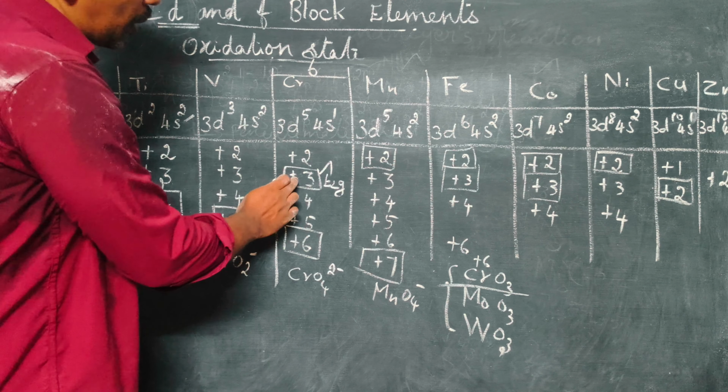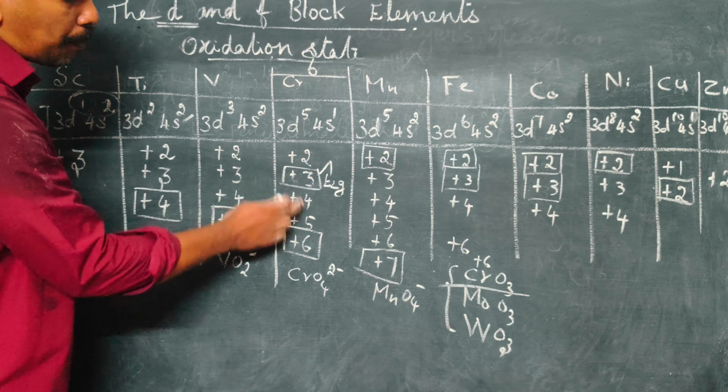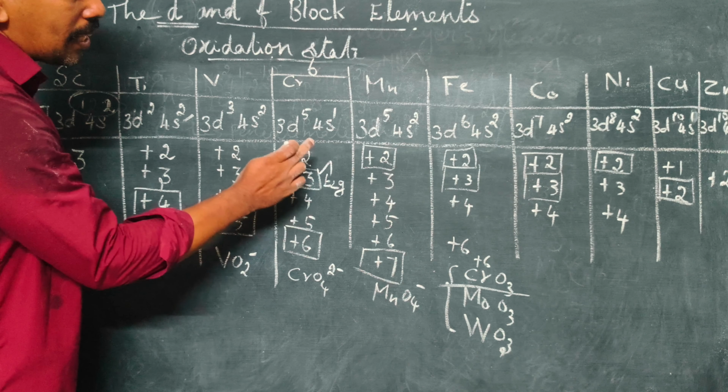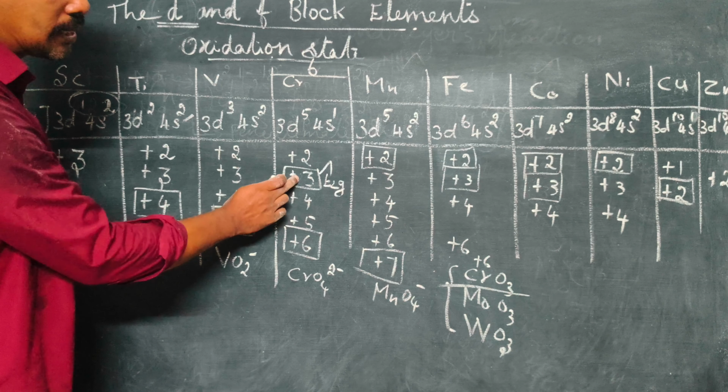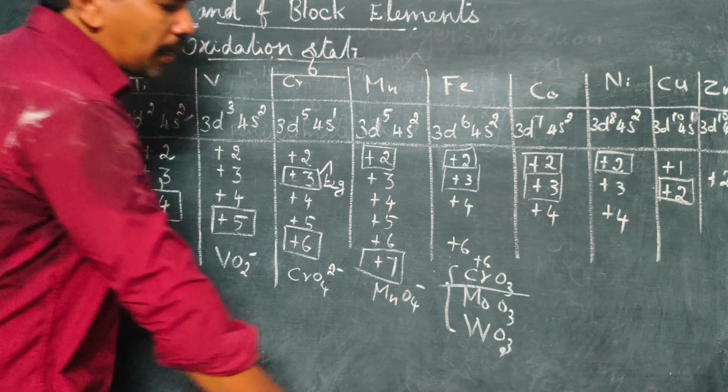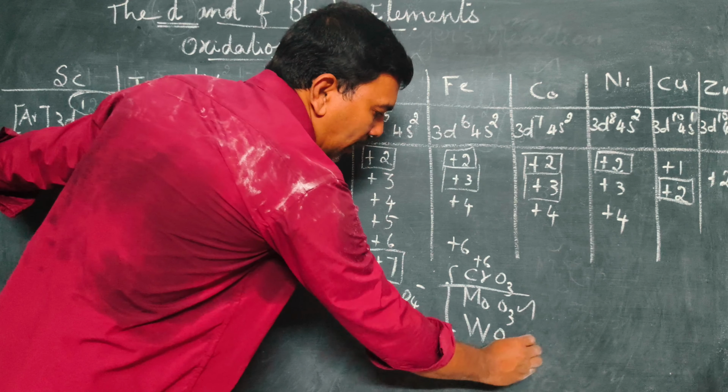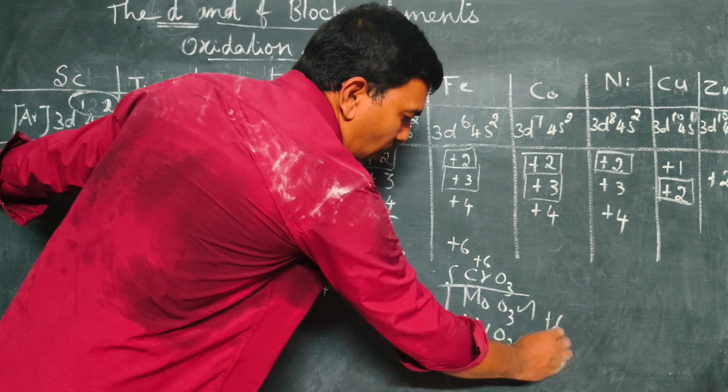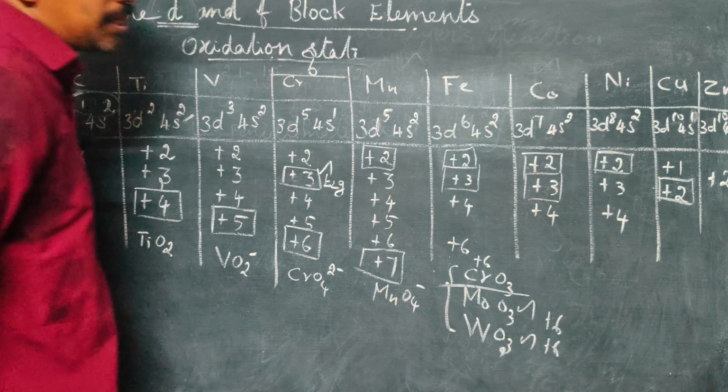When you compare chromium's +6 and +3, +3 has the higher stability. But for molybdenum and tungsten, the +6 oxidation state has the high stability.